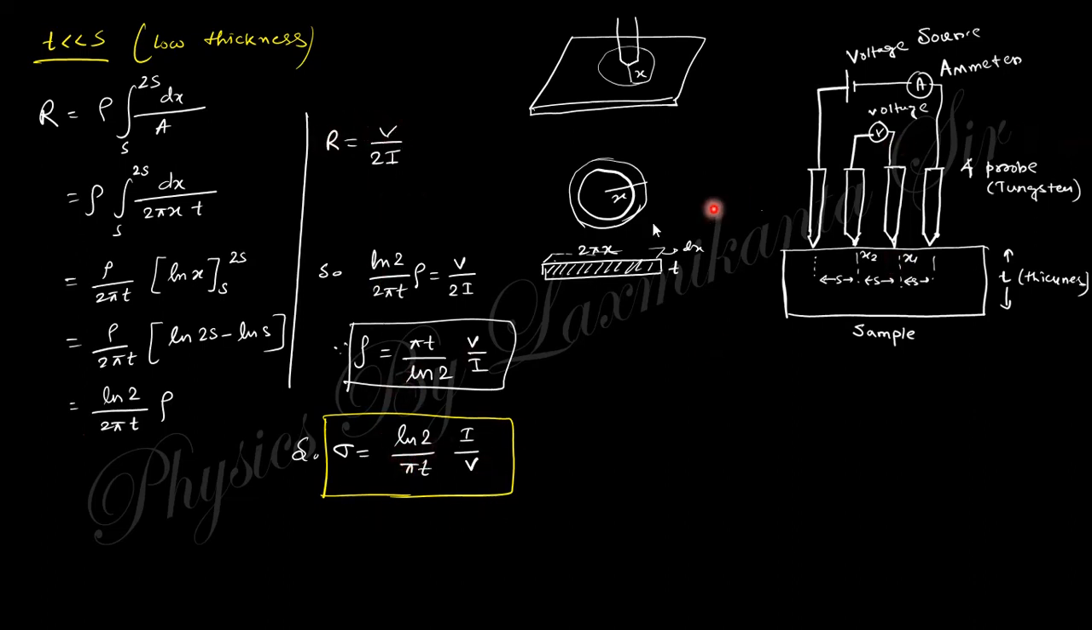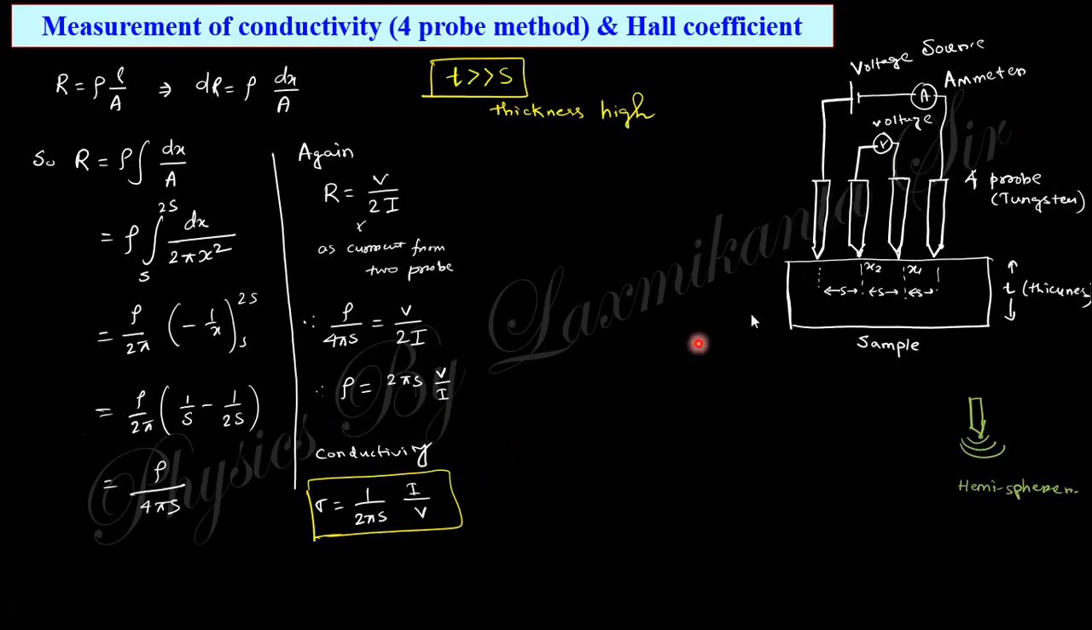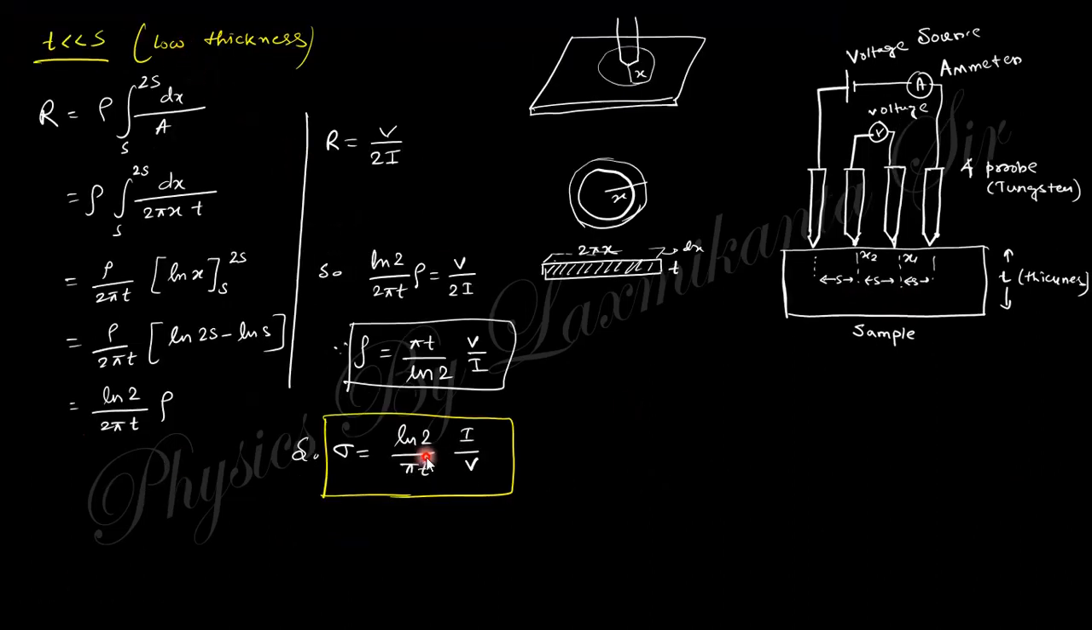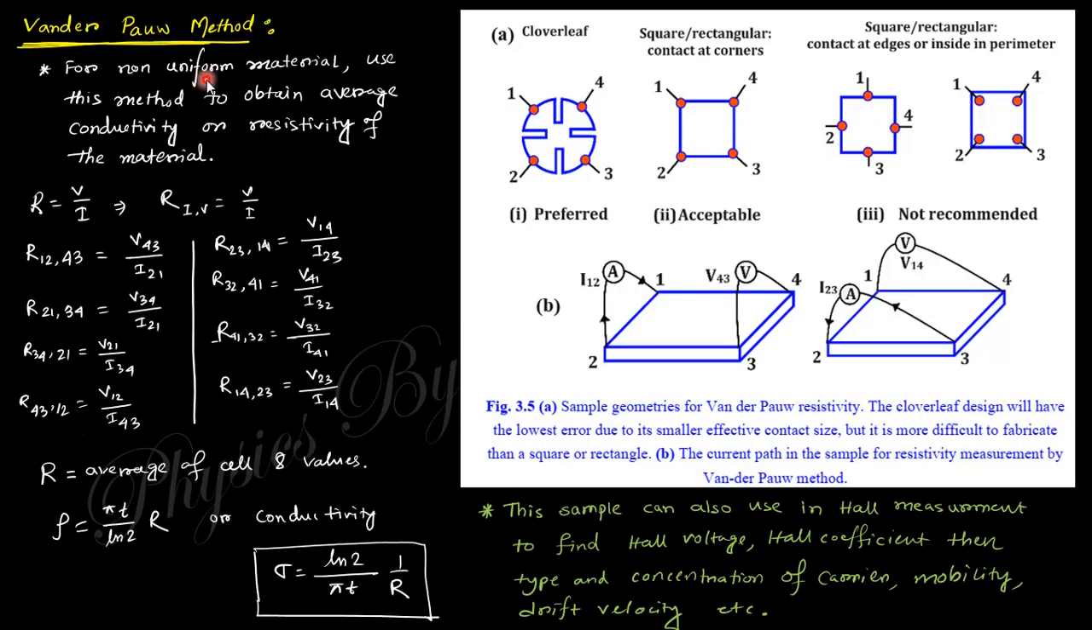So you just need to know about the thickness of the material. If the thickness is much higher, then use this formula. When the thickness is very low, you use this formula to determine the conductivity or resistivity of the material. So the 4-4 method is a better method compared to the 2-4 method, because of the measuring of the voltage of the system.